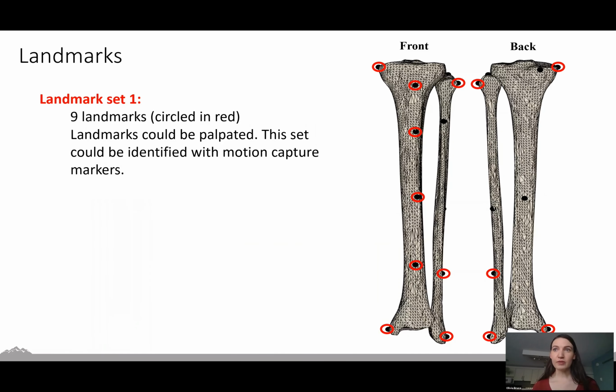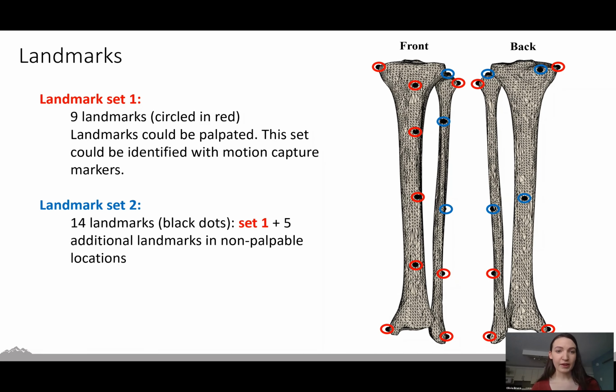So once I had the shape model, I went back and digitized landmarks, and I did this manually on each participant's CT-based surface, as well as the average model from the SSM. So I created 2 sets of landmarks. The first set included 9 landmarks, and those are circled in red. And these landmarks could be palpated. So in theory, this set could be identified with motion capture markers.